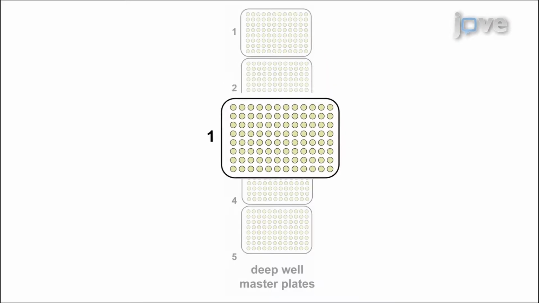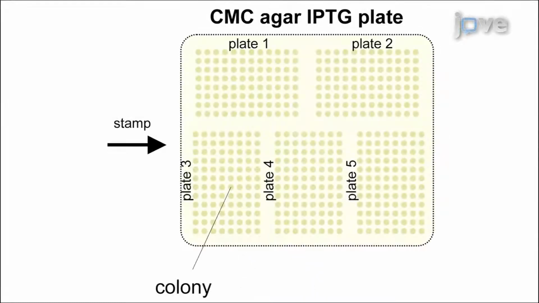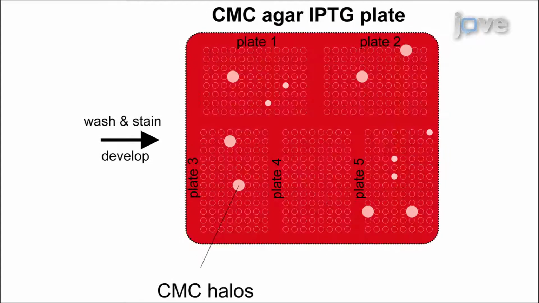Then, individual clones are picked and grown overnight in 96-well plates. Next, an enzymatic screen is performed by replica plating on CMC plates containing IPTG to induce endoglucanase expression. Finally, the active clones are picked from the master plate stored at -80 degrees Celsius.